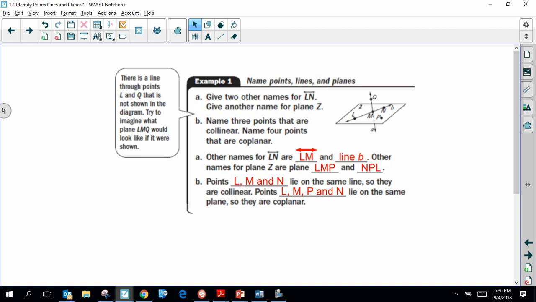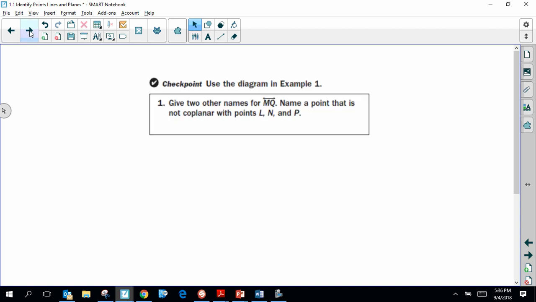So those are coplanar. Now at any time, as we're going through the notes here, if you have questions about anything, of course, write them down and either email them to me or come see me in class, whatever you need to do to get in touch with me to let me know what your questions are. At this point, I need you to go ahead and pause the video and answer this question, and when you're done, hit play and check your answer and see how it looks compared to mine.